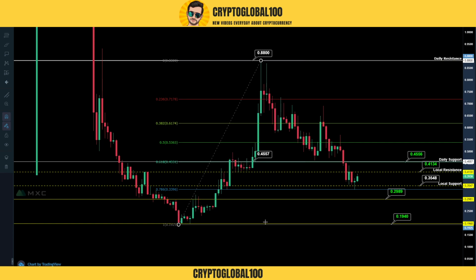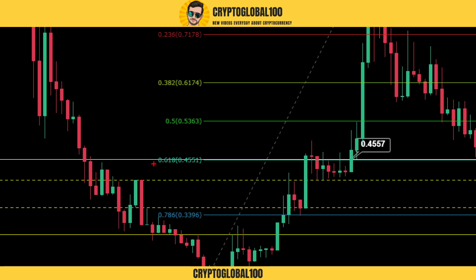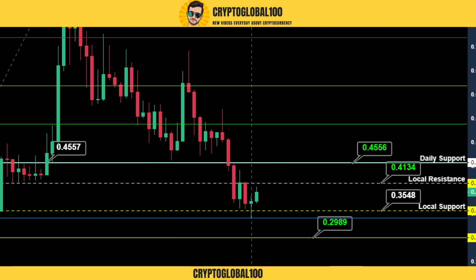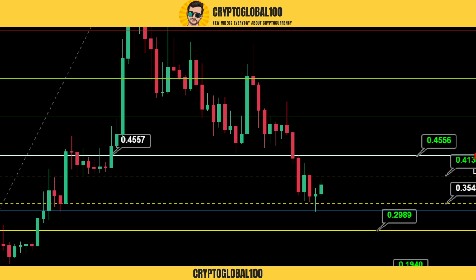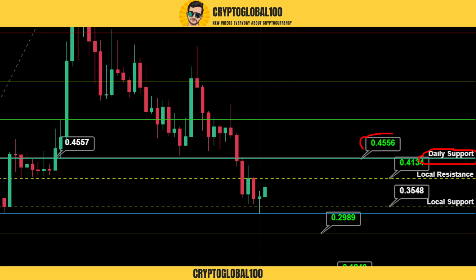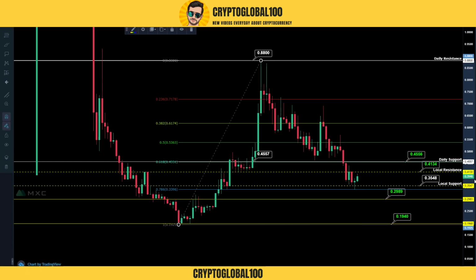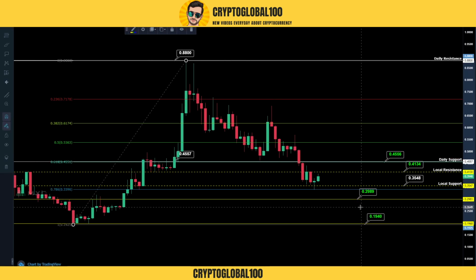So here, if we look at the zone, you see how perfectly this zone 0.16 is a major daily support. You see how perfectly it is aligned, so this is 0.4556, a very major resistance right now. If we break out this resistance, then the price is gonna move in the upward direction. Just keep that in your mind, guys.